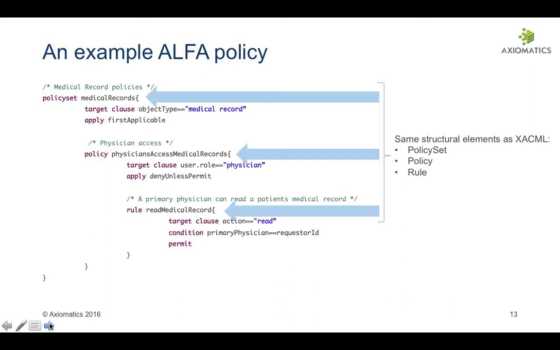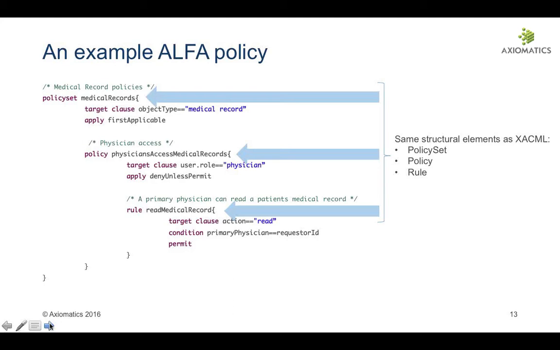We have the root of this, which is a policy set, and the name of the policy set is medical records. You can also see at the very top what a comment in the ALFA code looks like, between the /* and */: we deal with medical record policies. Within that policy set there is a policy for physician access medical records defined, and within that policy there is a rule that says read medical record defined.